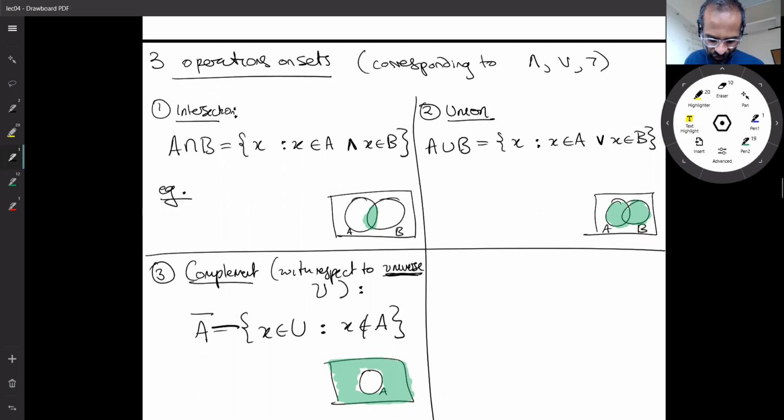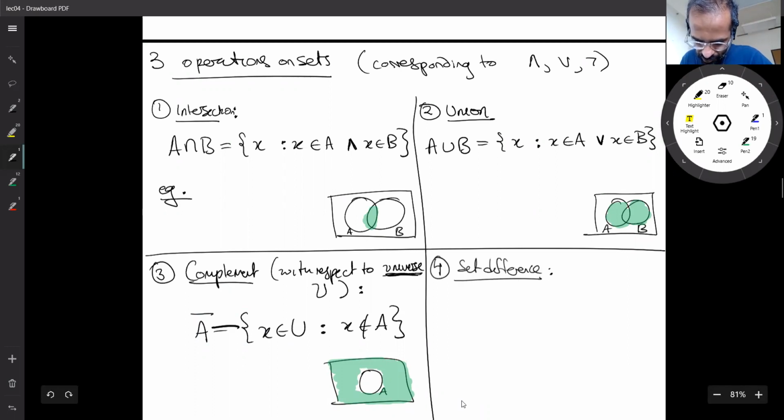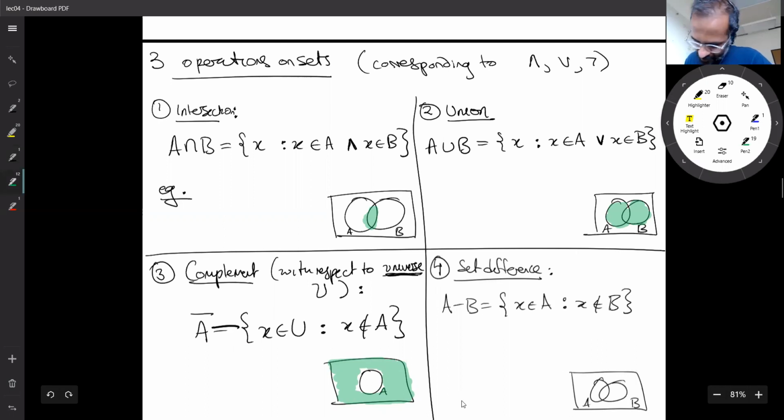The one thing to point out is that this complement operation depends on the universe. If you change the universe U, the complement can change. It's kind of seen from this picture. And then there's one more operation related to these, which is set difference. So A minus B is the set of elements in A that are not elements of B. So this is everything that's in here.